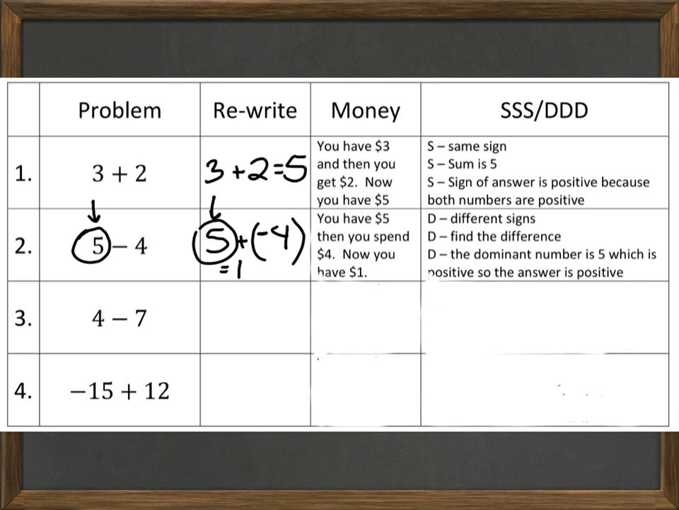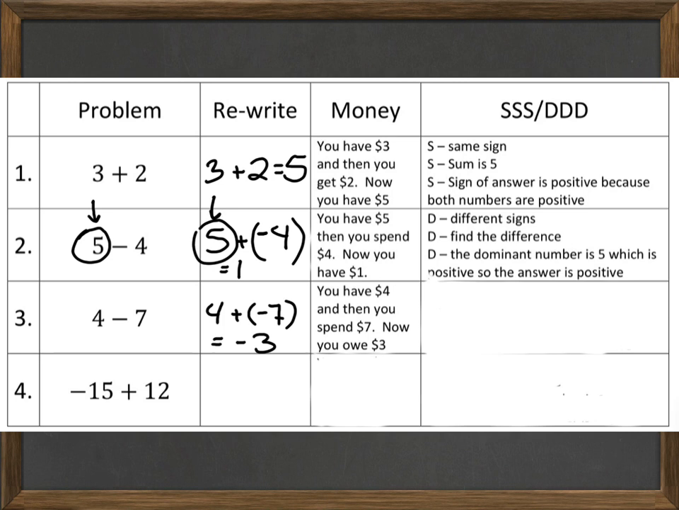Number 3. 4 minus 7, again I can rewrite this as 4 plus negative 7, emphasizing the fact that the negative belongs to the 7. Wherever the 7 goes, the negative sign is going to go with it. In terms of money, this is like I have $4 and then I spend 7. As you can see, I spent more money than I had, therefore my final answer is going to be a negative $3.